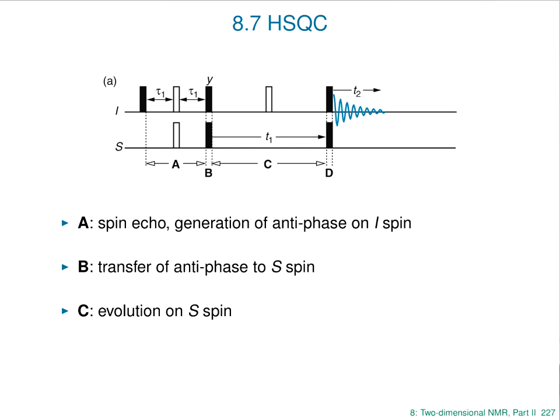So actually period C is another type of spin echo. It's one where the coupling is refocused, but the offset is not. And then finally, we have a couple of pulses again, and they transfer the antiphase terms back to the I spin, and therefore we can observe the signal on the I spin. So what this is, is an INEPT-type transfer. The first little part is actually the INEPT sequence to the S spin.